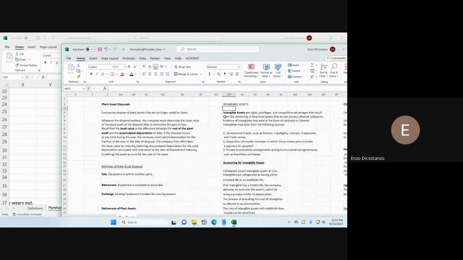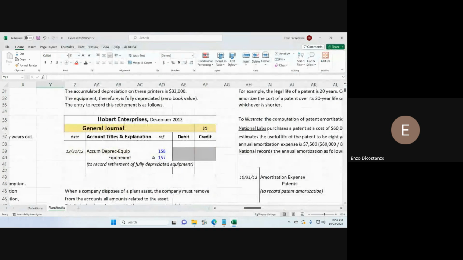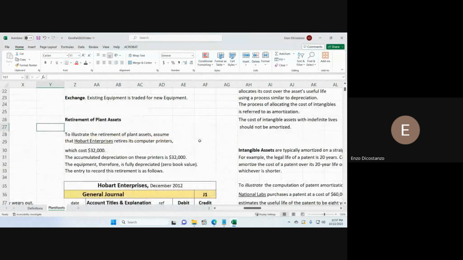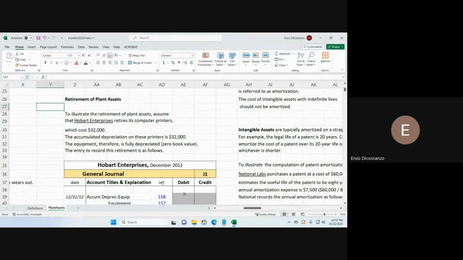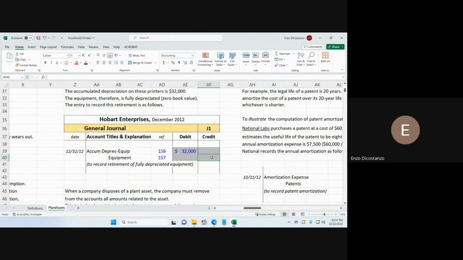Okay, good. So what are we doing here? This one's pretty straightforward. It says accumulated is 32,000. An accumulated depreciation is a contra asset. So if you dispose of it, that's how you record that. It's fully depreciated, so it's zero book value, and you're writing off the equipment because you don't have it anymore.